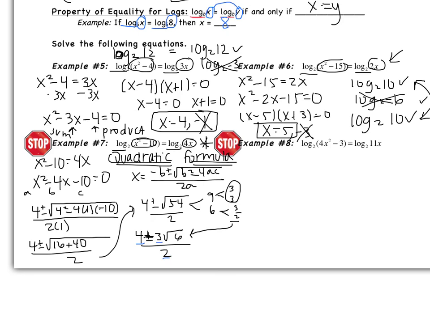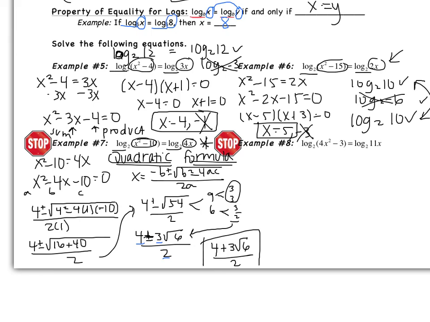Now remember that this has two answers, 4 plus 3 root 6 over 2 and 4 minus 3 root 6 over 2. Now 4 minus 3 root 6 over 2 is going to be a negative. So my only answer is 4 plus 3 root 6 over 2. If you got that, wonderful job. That's awesome. If you didn't, that's okay. I know that quadratic formula was a little bit of a throwback, so you might not have remembered that.